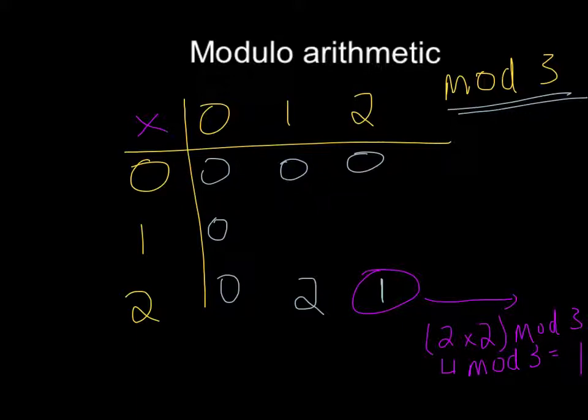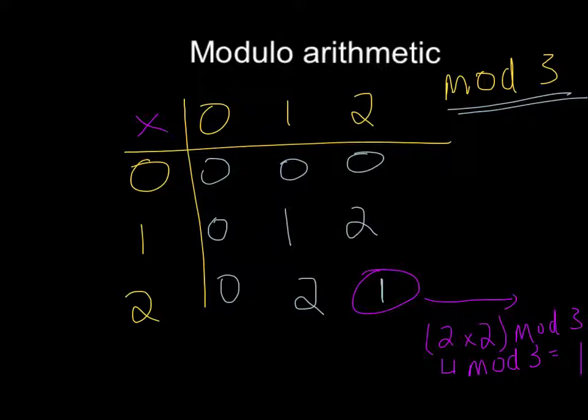Let's have a look at the other two positions that we haven't filled in yet. 1 times 1 gives you 1. And 1 mod 3 gives you a remainder of 1, so that position is 1. And 1 times 2 is 2, and 2 mod 3 gives you 2. So that's a Cayley table for multiplication in mod 3.